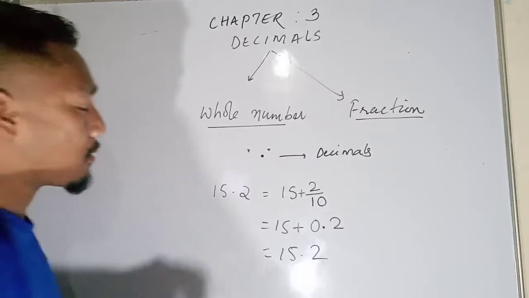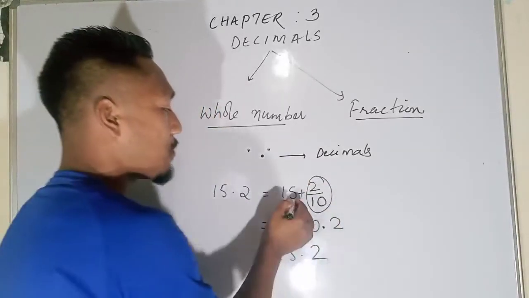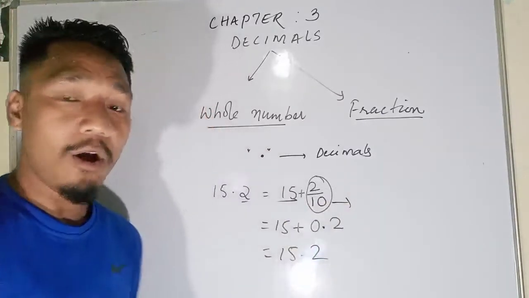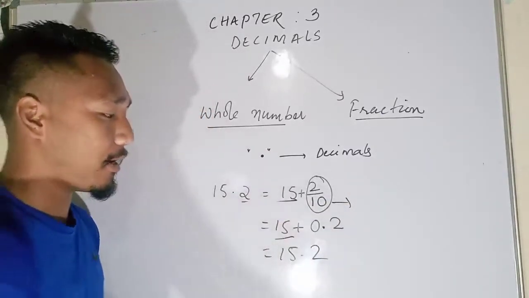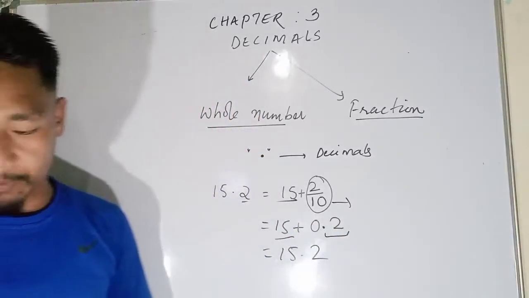Okay, so this is in the form of a fraction. That is why we consider 15 as a whole number, and this 2 is considered the fraction part. 15 is the whole number, and the .2 is the decimal part. Okay, this is what we will be learning.